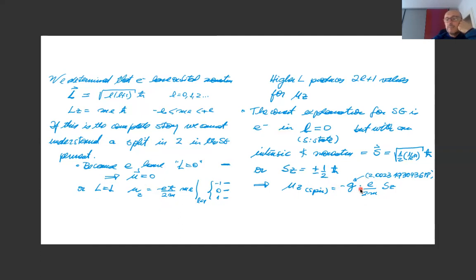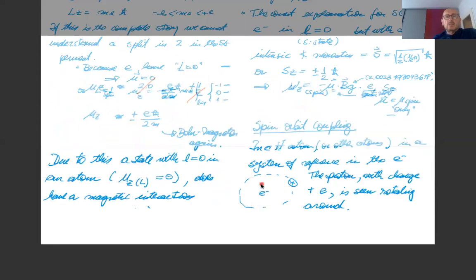So again, the unit to measure magnetic moments at the atomic level will be the Bohr magneton, which is eH divided by 2m. And did I write that down somewhere? I hope I did.